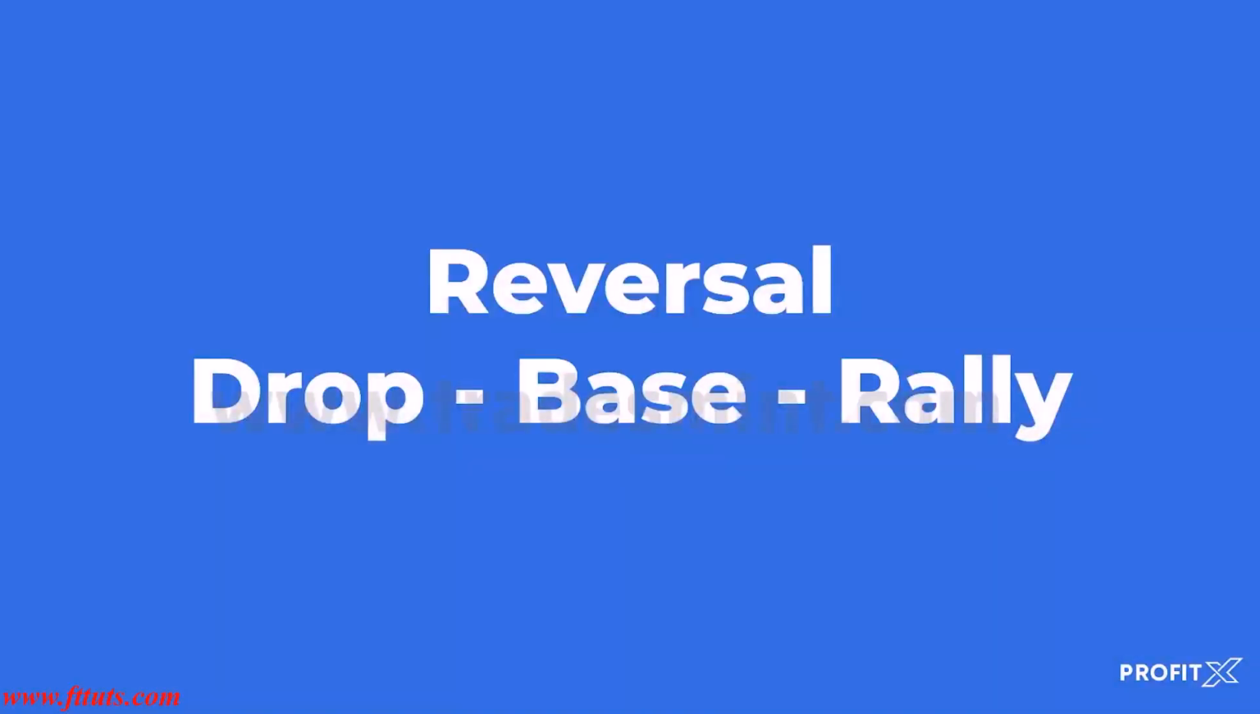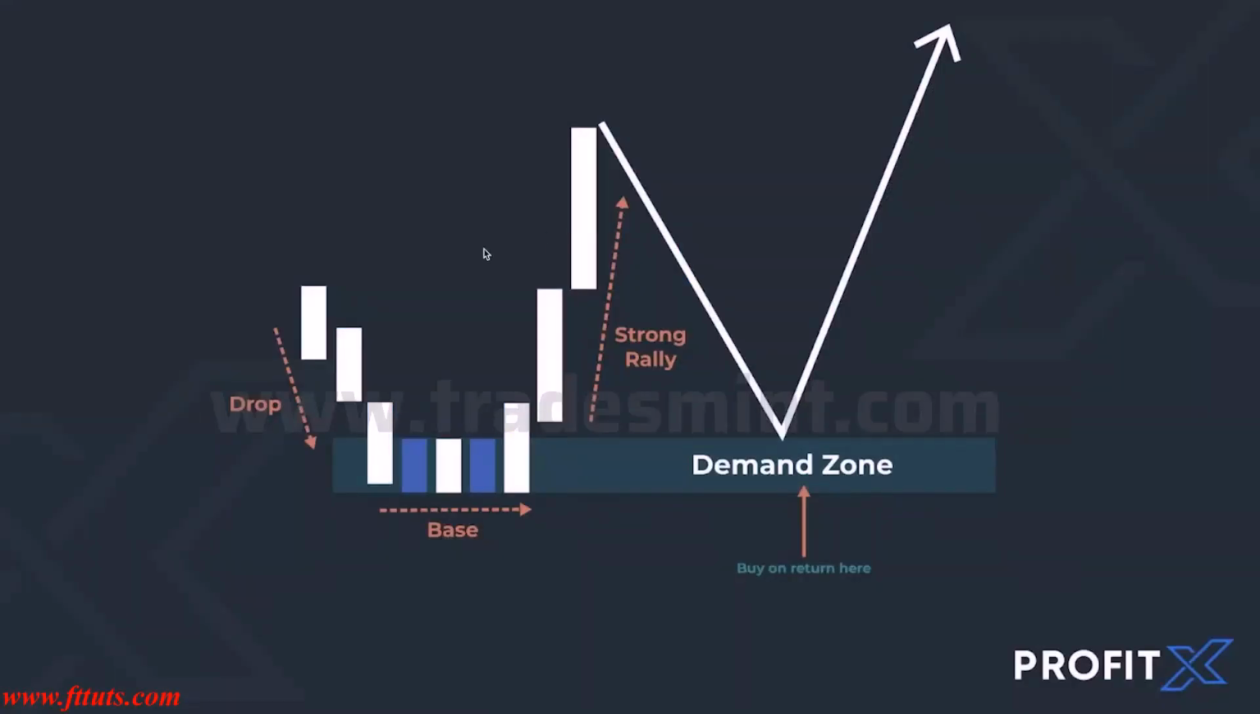Now let's get into the reversal pattern. The first one is drop base rally. With the drop base rally, what you have is a drop in price. The price is dropping, and then there's going to be some consolidation as we saw with the other patterns, and then a strong rally. We'll be waiting for price to come back to this demand zone for a nice buy, very high risk to reward.